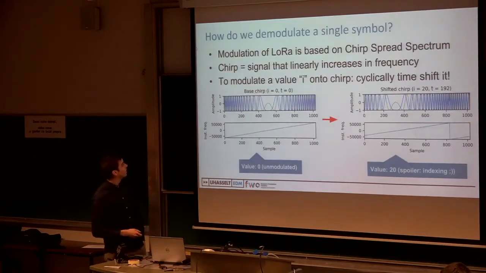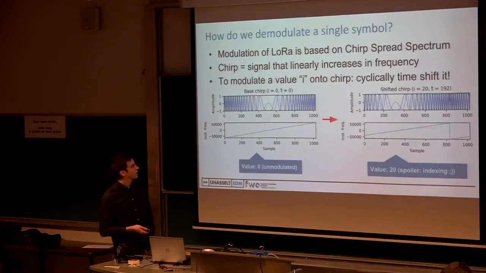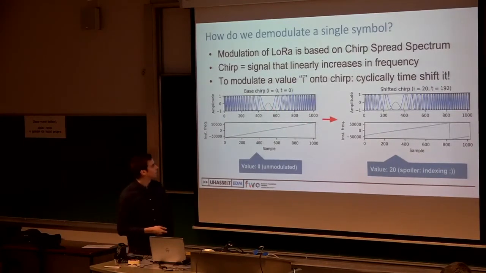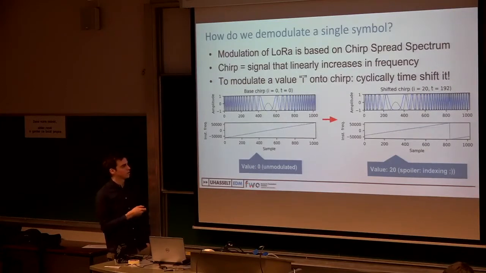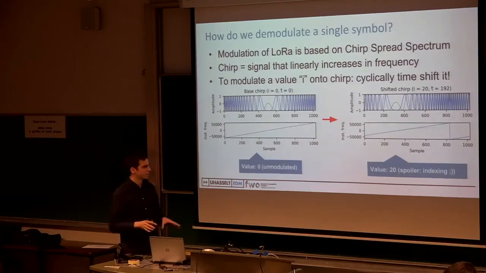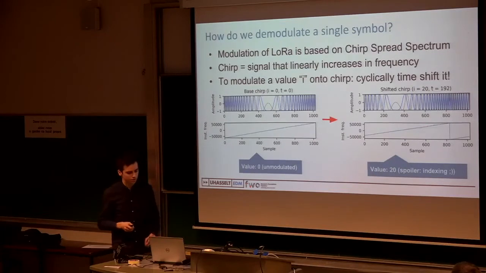Okay. Now, the next question is, how do we demodulate a single symbol? The modulation of LoRa is based on CSS, and it uses chirps. A chirp is basically just a signal that linearly increases in frequency over time. It starts at a negative frequency, then you can see it increasing until it reaches zero, and then it increases back. To modulate a value, for example, onto the chirp, you would cyclically shift it. In this example, you can see the signal is shifted to the left, and this will result in something that looks like this. For this example, the value is 20, but normally you wouldn't know that, because the patent is very secretive about how this shift is really mapped to a real value.